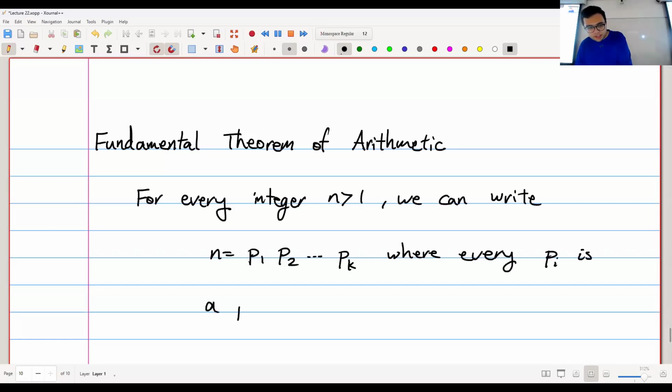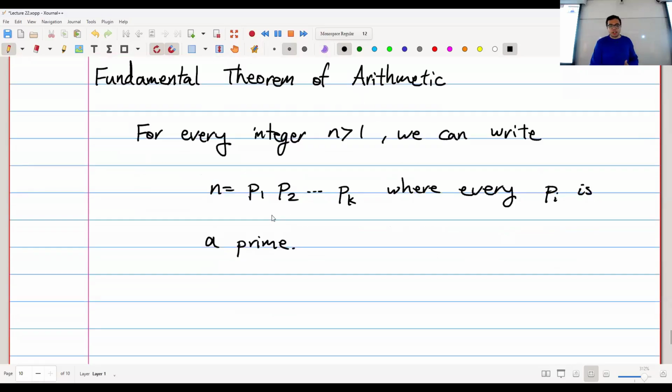So I'm not saying that these are distinct primes. Some of the p_i's might be the same prime. I'm just saying that I can take my number n and write it as a product of prime numbers. But I also want to say that this product is unique. Of course, it's not unique in the sense that if you look at the number 6, it's 2 times 3, but I can also write it as 3 times 2.